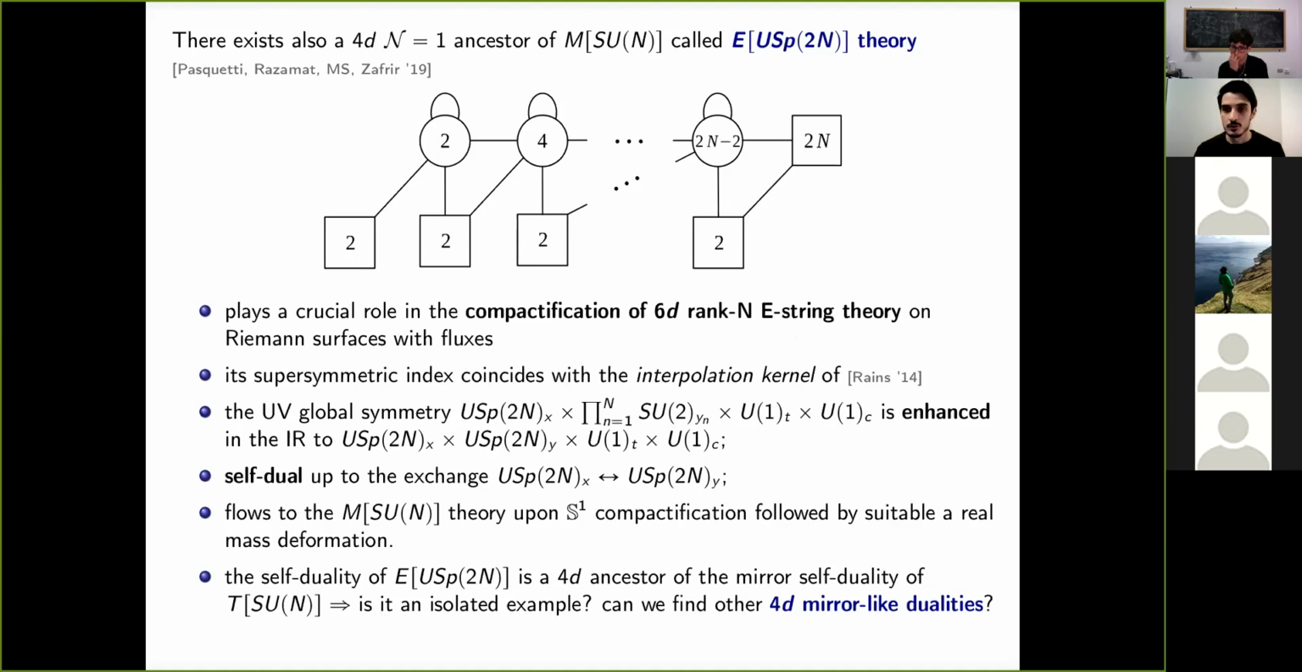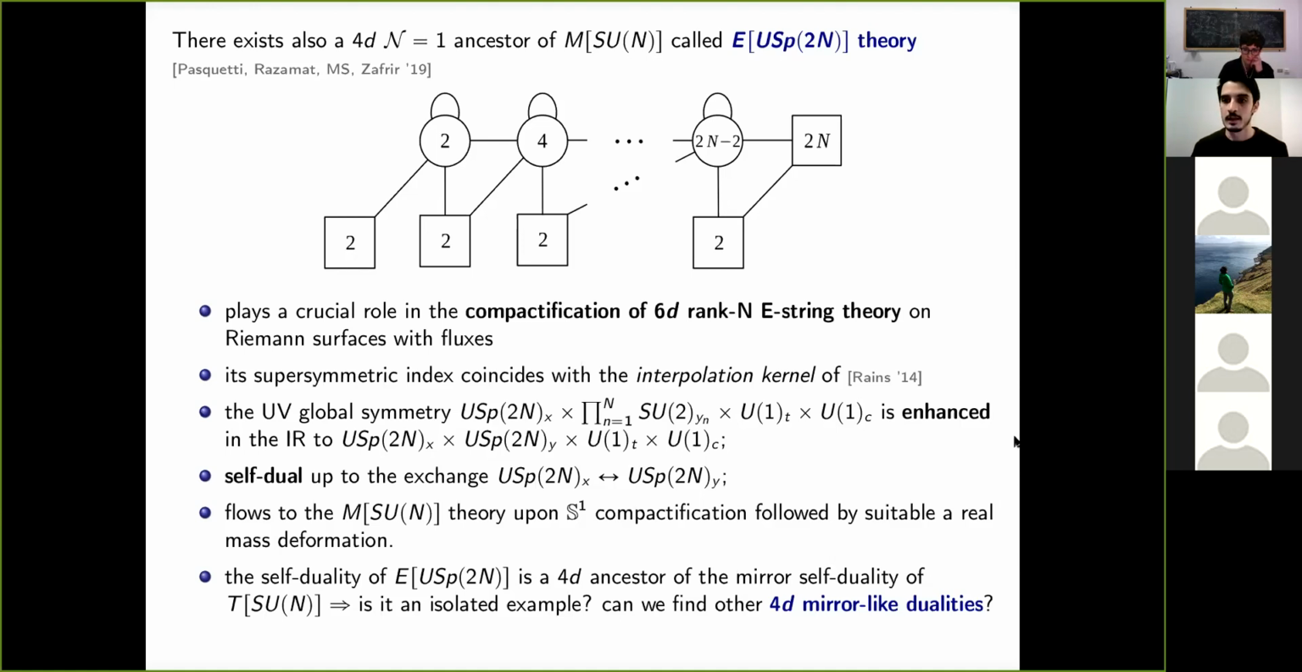Another important observation for us was that the supersymmetric index of this theory, as an integral function, coincides with an object that was studied in detail by a mathematician, Rains. And in particular, Rains managed to prove several non-trivial integral identities for this function that we can understand as properties that this E[USp(2N)] theory possesses. And these properties that I will mention in a second are very, very reminiscent of the same properties that I showed you in the previous slides for the three-dimensional M[SU(N)] theory.